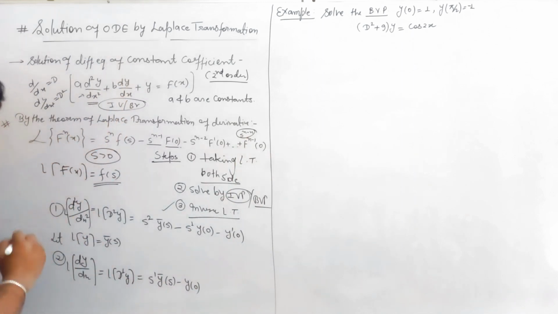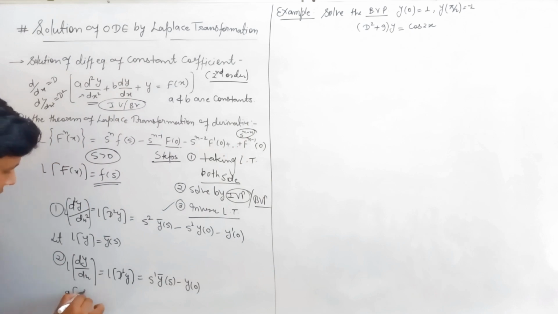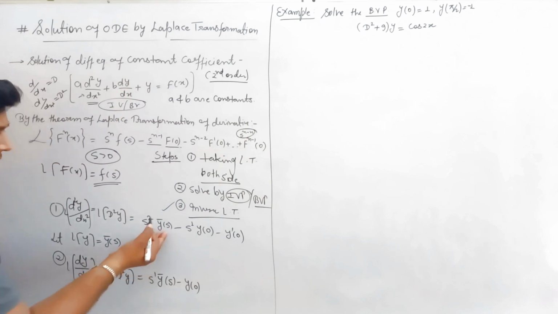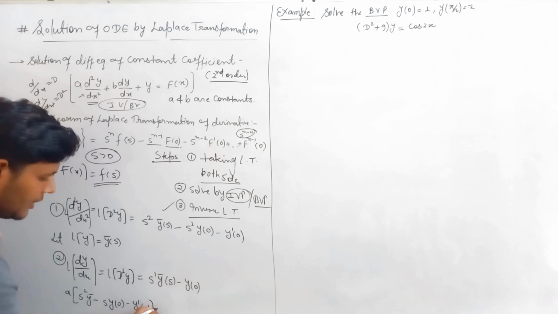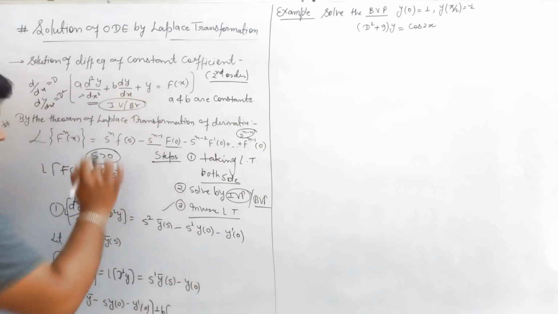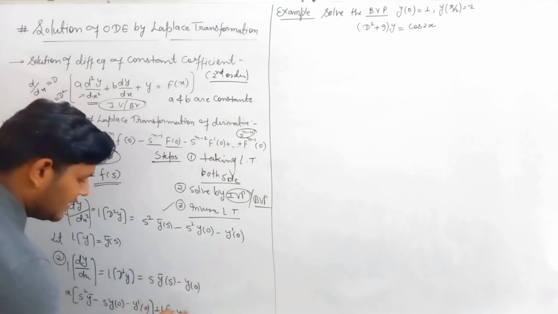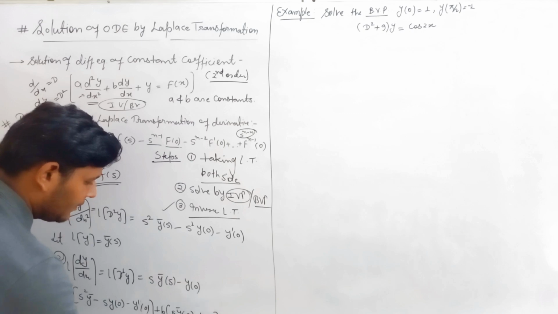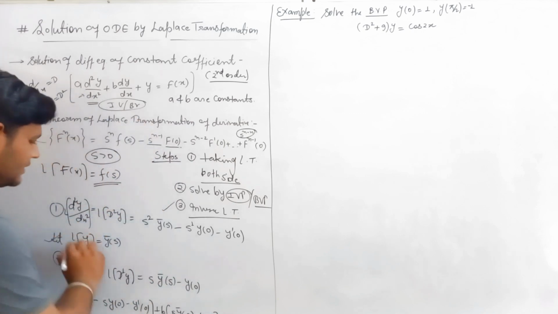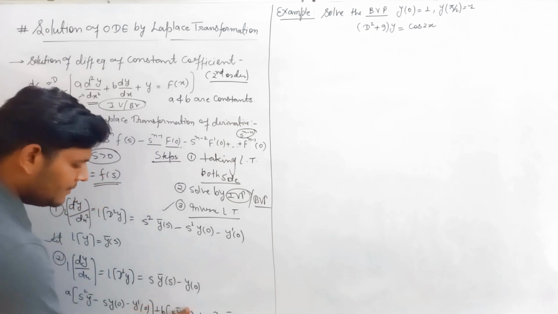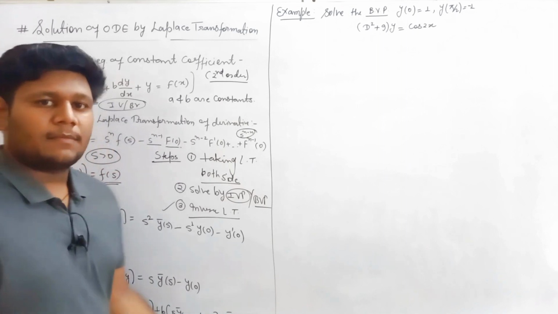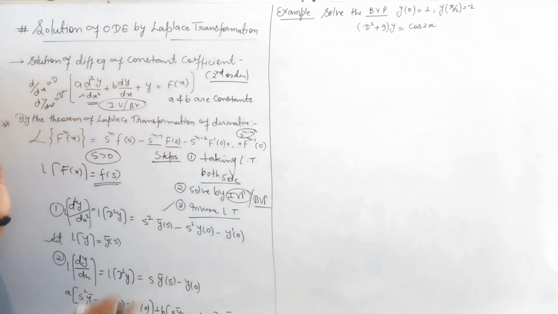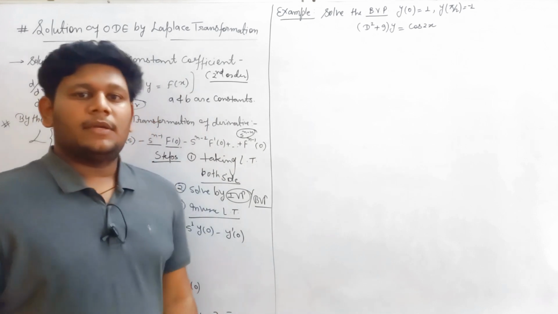Now the generalized term will be a into s square y bar. I am writing just y bar here, and this is nothing but s y zero minus y dash zero, minus y dash zero, plus b, and I am substituting this term here for dy by dx, it is nothing but s, this is s power 1, not s dash, minus y zero, and here is a y, and the Laplace transform of y we have considered as y bar s, or simply you can write y bar only. It is nothing but the Laplace transform of this function. Whatever the function, we will find the Laplace transform of that function, and we can easily calculate the value of the Laplace transform. So this is the working rule, or the theory of the solution of the ordinary differential equation.